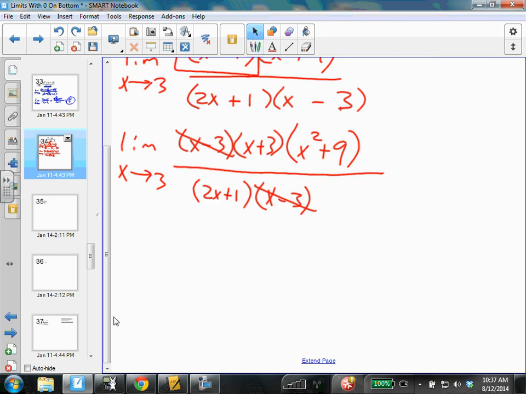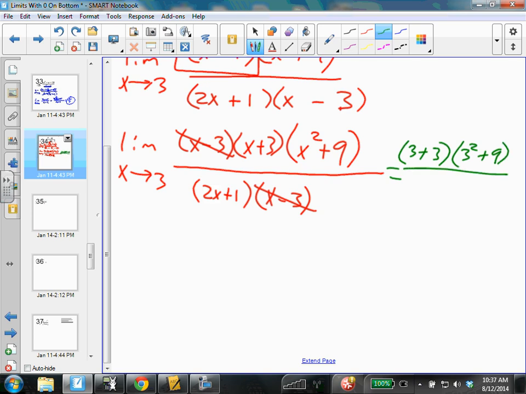Let me just come over here and see if I can plug in. So I'm going to take the 3 and plug it in. So that first one will be 3 plus 3 times 3 squared plus 9 all over 2 times 3 plus 1. Okay, so 3 plus 3 is going to give us 6. 3 squared here actually makes 9, plus 9 gives 18 in that second spot.